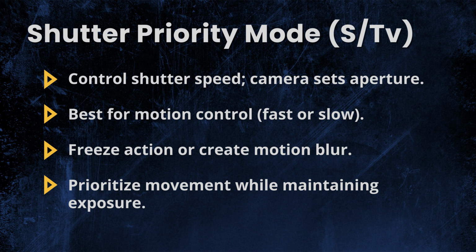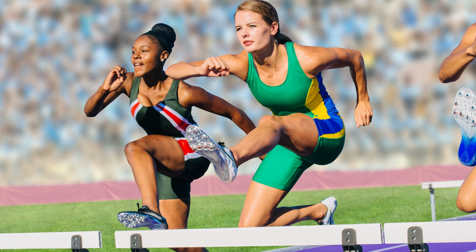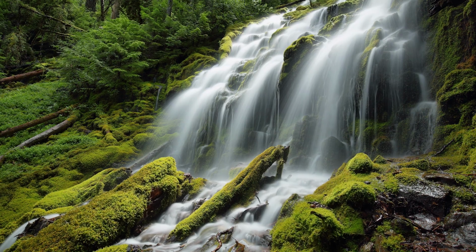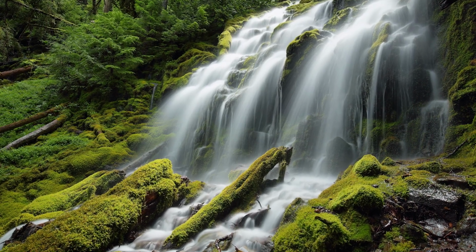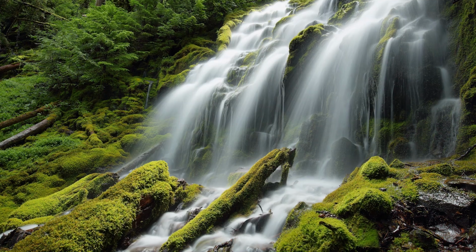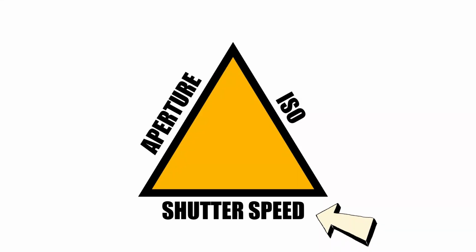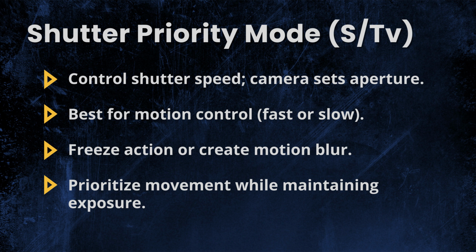Shutter Priority mode is perfect for controlling motion in your photos. For example, if you're photographing a fast-moving subject like a car or someone running, you might want to freeze that motion by using a fast shutter speed. On the other hand, if you want to capture motion blur, like the flowing of water, you'd use a slower shutter speed. And in terms of the exposure triangle, Shutter Priority allows you to control the shutter speed while the camera adjusts the aperture to keep the exposure balanced. And this is an excellent choice when your main concern is how movement is rendered in your shot.